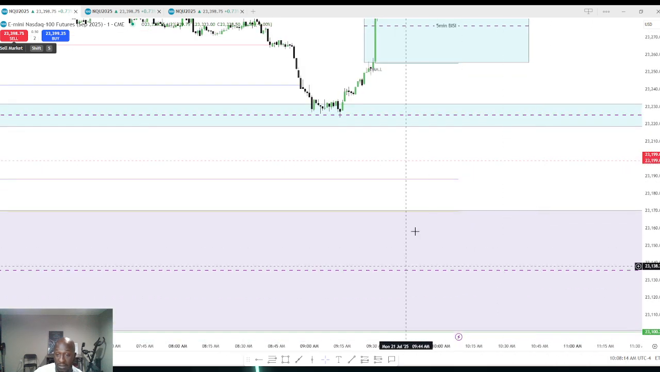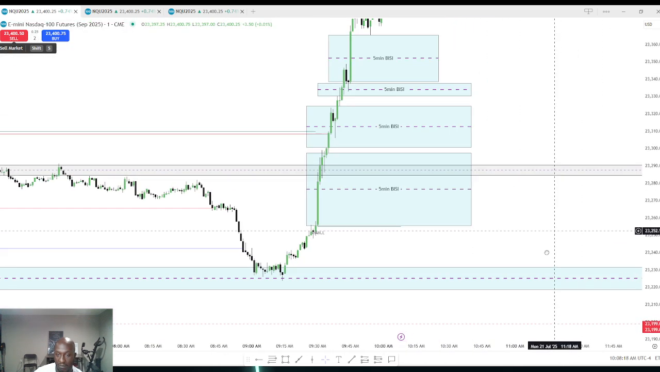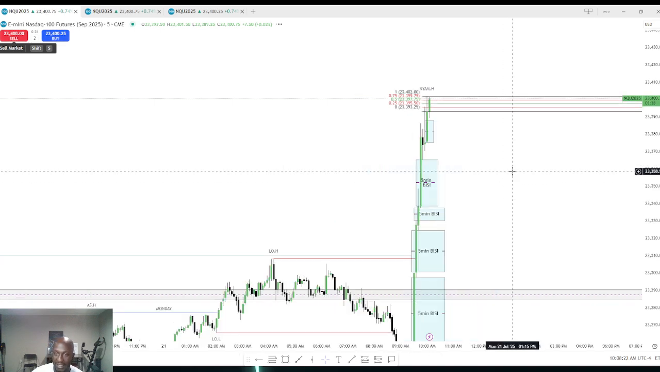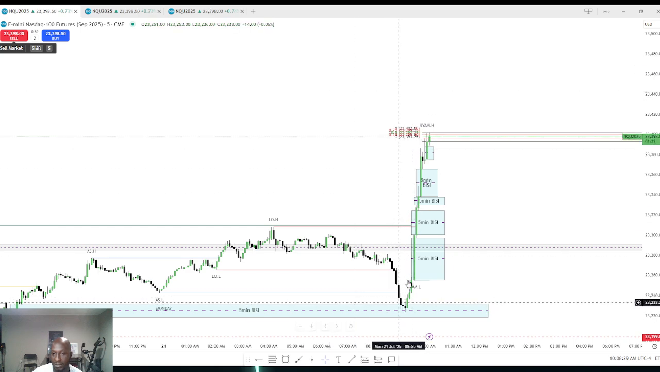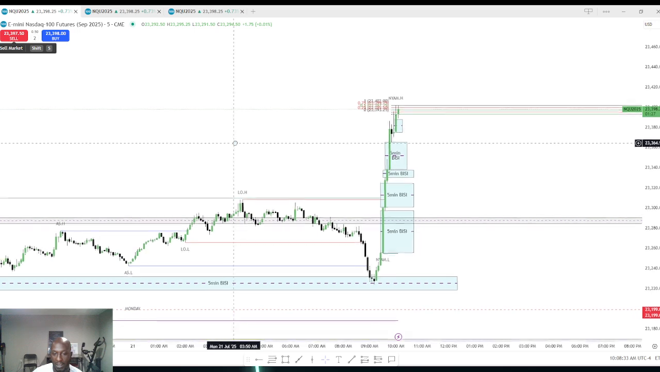I initially wanted to see shorts to come and fill this daily imbalance on the higher time frame. And we did not get that. We are making highs. How high could we go?